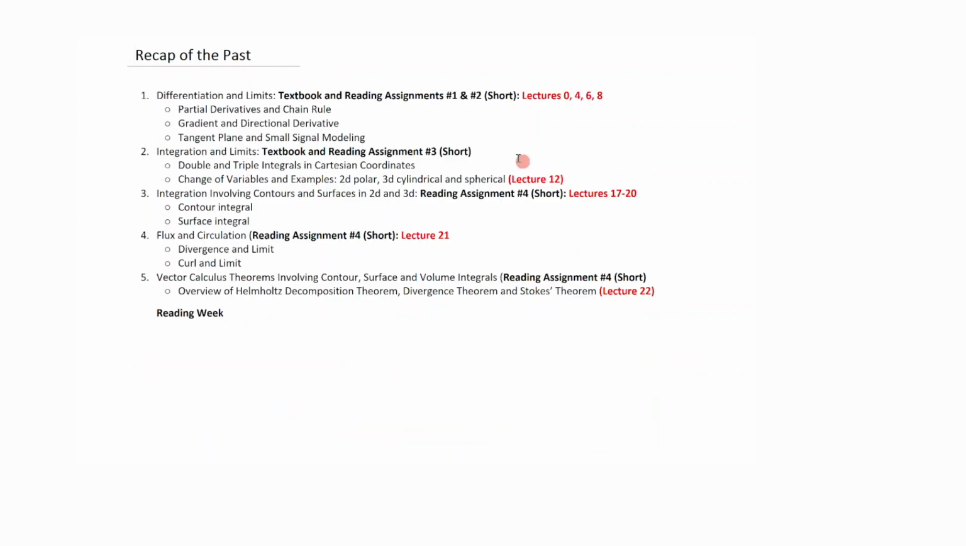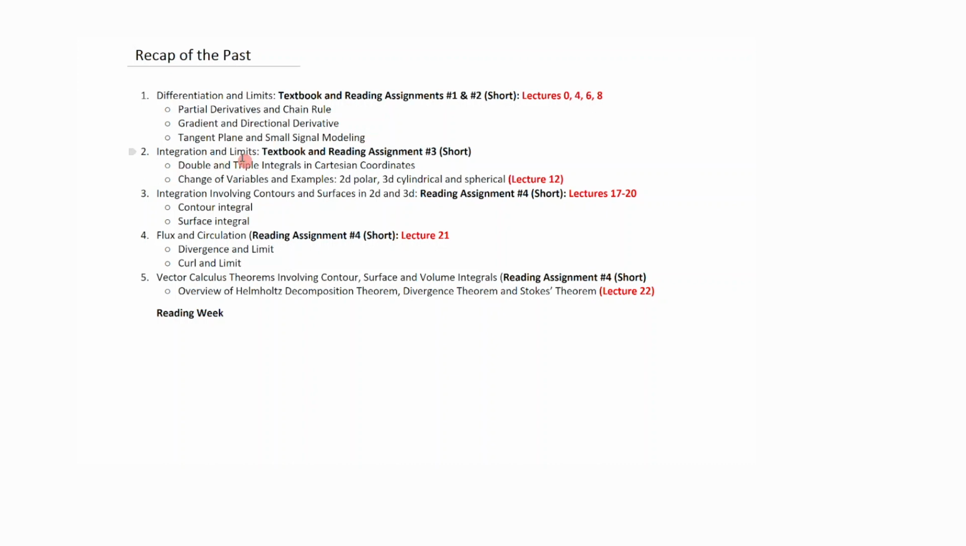All right, so let's recap the past. Where are we? And then, of course, where we're going to go. So what have we done so far? Well, we did differentiation and limits, and most of this material basically came from the textbook and extracts from reading assignments 1 and 2. And these are the specific extracted lectures that we were looking at. And we dealt with partial derivatives, chain rule, gradient, directional derivative, tangent plane, and small signal modeling.